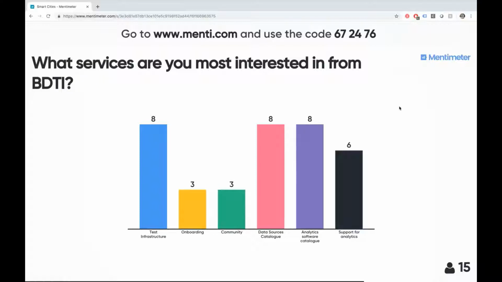Thank you very much for the answers, because it will guide us in our further time investments in the development of these services. So there is a lot of interest in the actual test infrastructure, but also in the data sources and the software catalog. I have 16 responses. I will move on in 5 seconds.